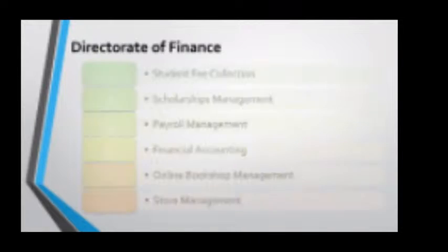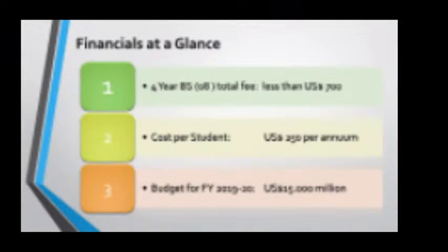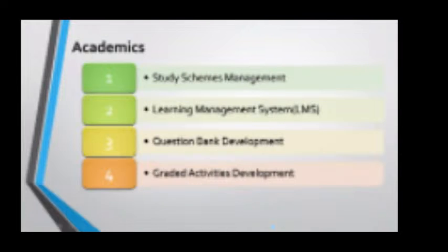I will skip these things. There are various directorates. One thing is also very clear: compared with conventional universities, the distance universities' fee structure and cost is quite low. As you can see, the total fee for a BS of 8 semesters is in the range of US dollar 1,000 or less. So that is really a very big advantage to the e-systems.